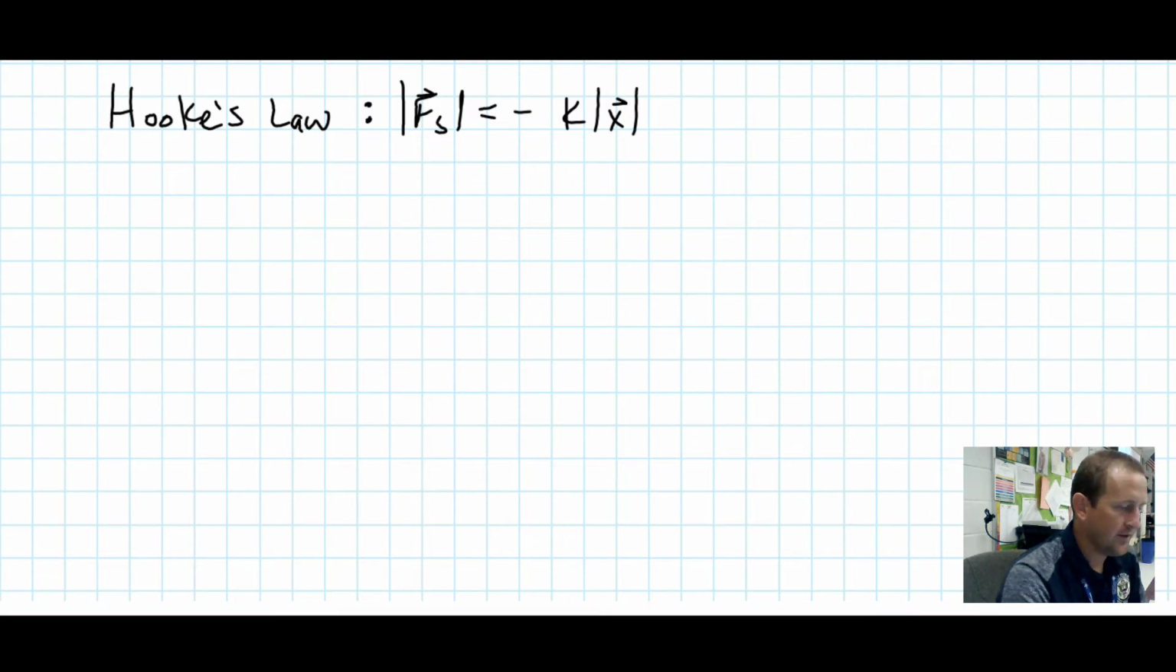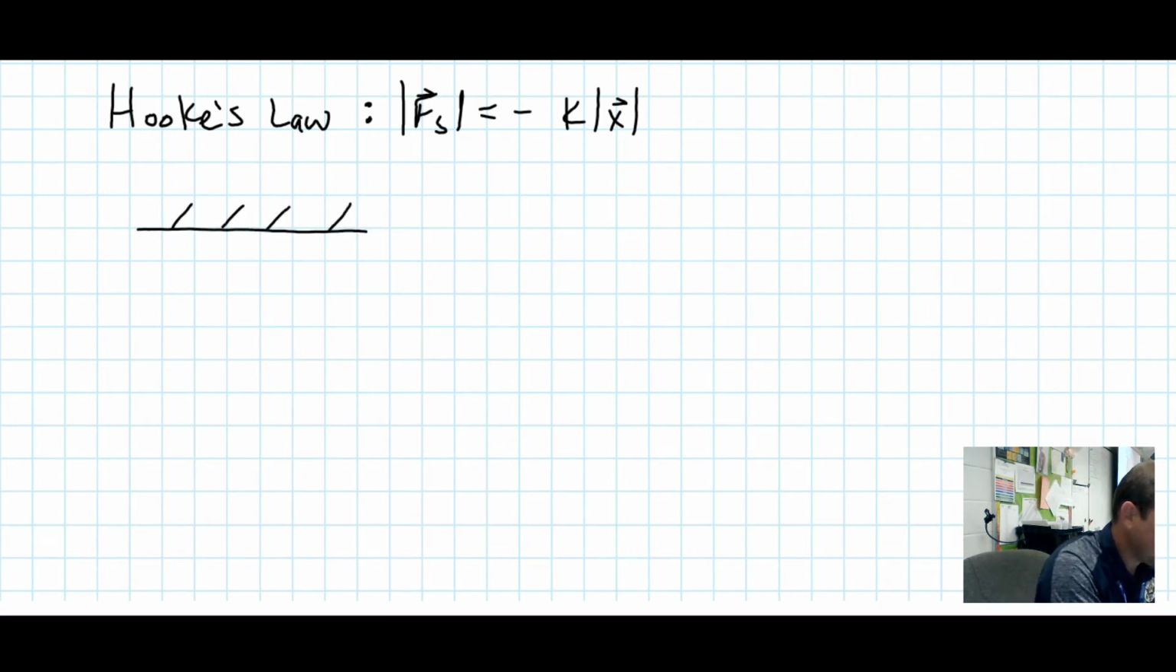Now, with Hooke's law, F equals kx, or the absolute value of the spring force equals the negative of k times the absolute value of the displacement. We need to conceptually understand that equation, right? It's simple enough mathematically. So what I have here is a ceiling drawn, and now I will construct a spring, and right now we are at the spring's equilibrium position.